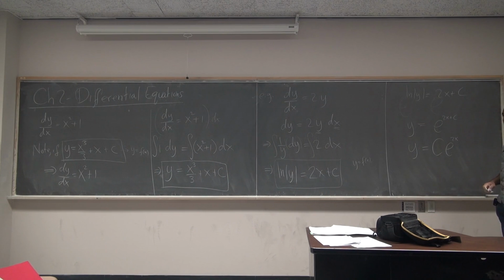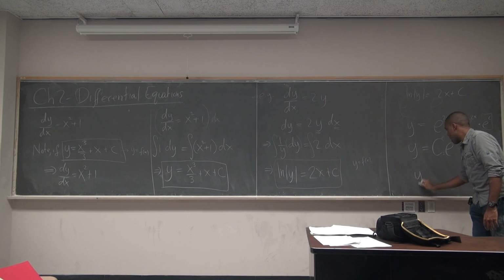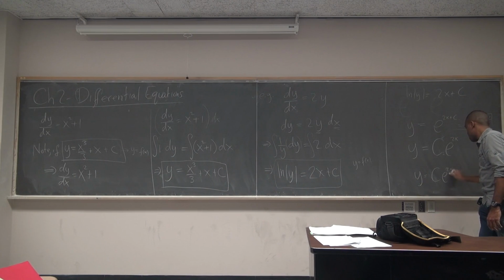Why was that valid? Does it help to say that this is a different c from that c? Because even the c is a number constant. Okay, but how do I go from e to the 2x plus c to this? Right, this is e to the 2x times e to the c, rules of exponents. Now e to the c is just a constant, so that's that guy. So then y is equal to c e to the 2x.